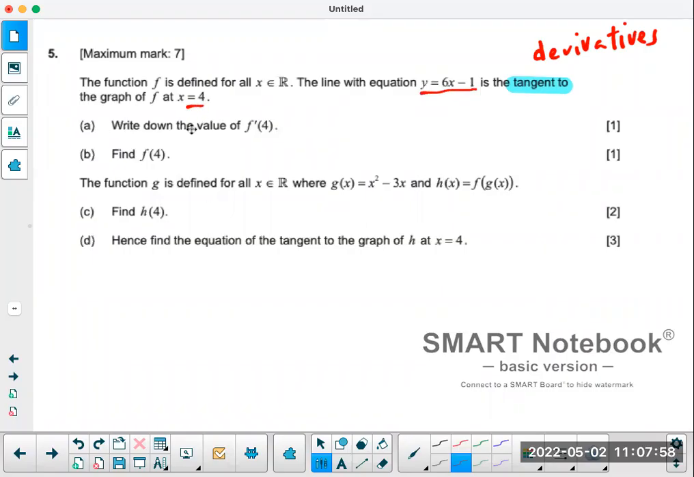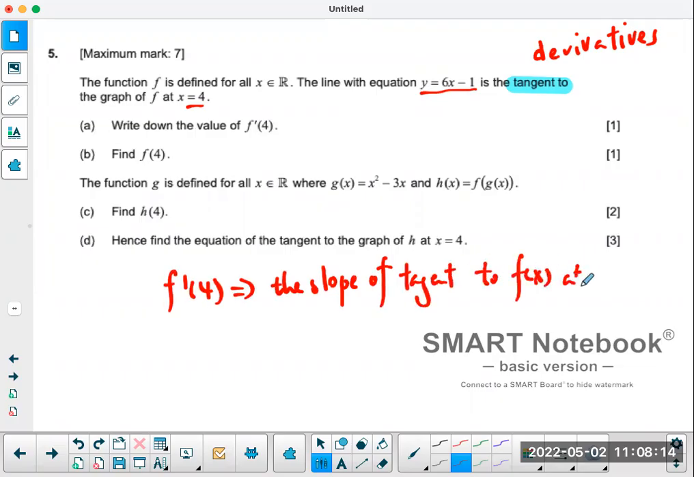Part A, write down the value of f prime at 4. Sometimes people get confused. This notation means the slope of the tangent to the function f at x equals 4. So what is the slope of the tangent to this graph at x equals 4? Well, here's the equation. This is the slope. That's the y-intercept. So the slope is 6. So f prime at 4 is equal to 6. It's an understanding question. It says write down. There's no math required.